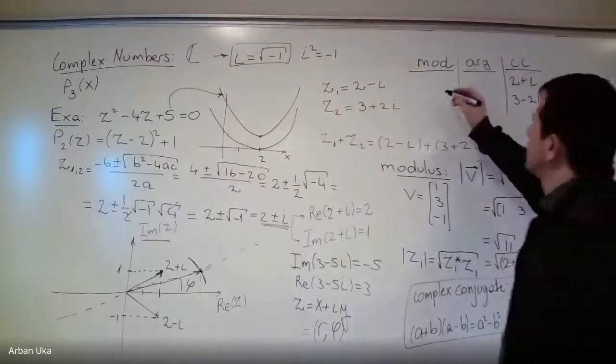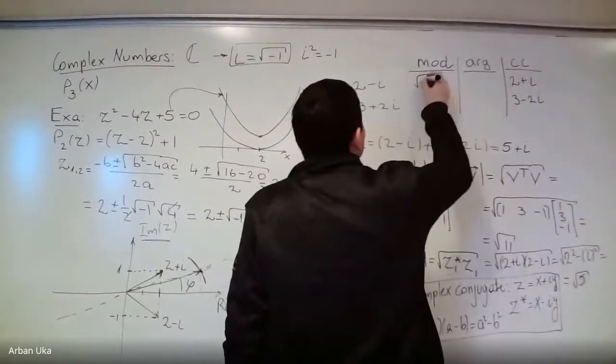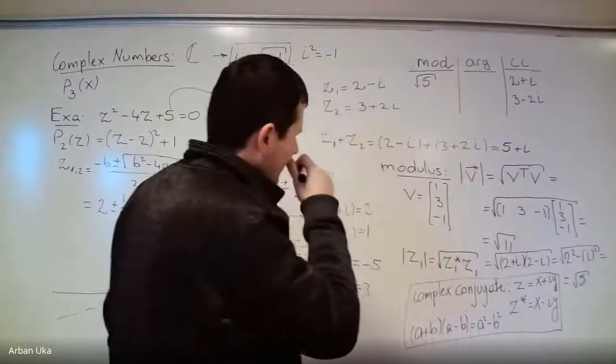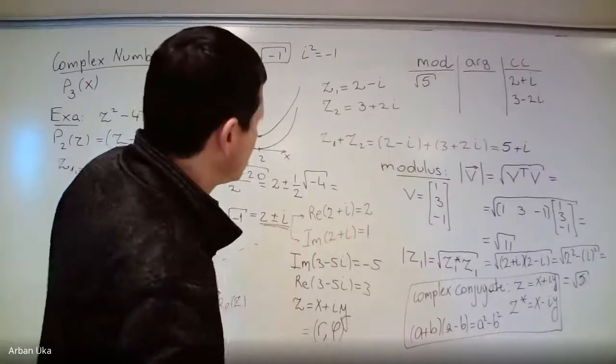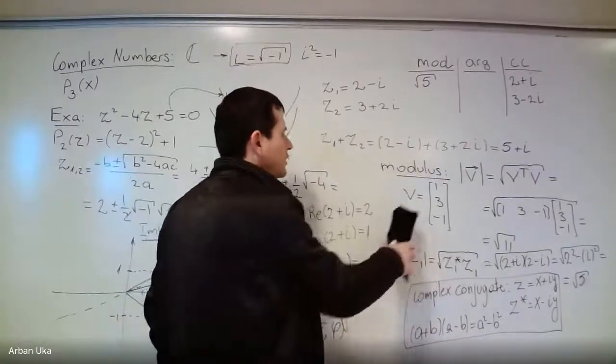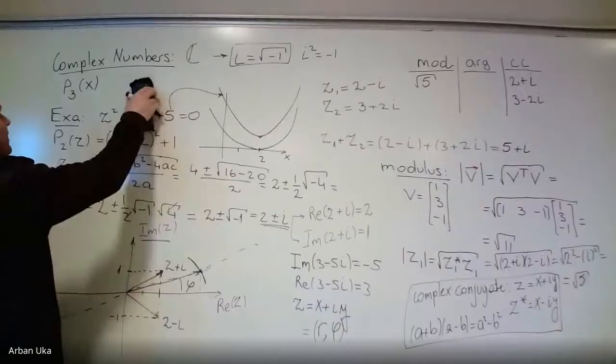And this modulus, which is the square root of 5, we write it here. Okay, so this is the modulus, and you can also always try to construct a similarity between how we find the magnitude of vectors.